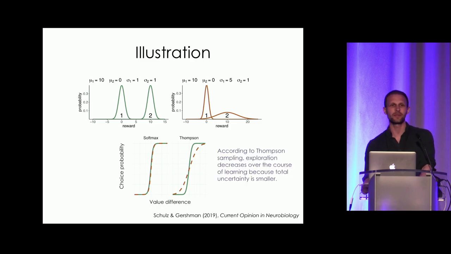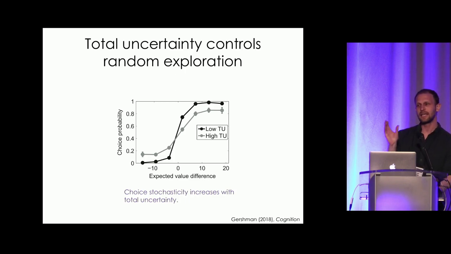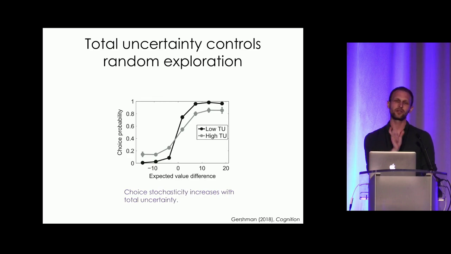And so this can start to explain why we see changes from the first half of trials to the second half of trials, because as you learn more about the options, your posterior uncertainty is getting smaller, so your total uncertainty is getting smaller, and hence your choice stochasticity should go down. We can look at this more directly by taking the Thompson sampling model, tracking the total uncertainty over time, and splitting trials based on high or low total uncertainty. Indeed, you see this difference where trials with high total uncertainty have a shallower choice probability function. Okay, so that's a form of uncertainty-based random exploration, in contrast to softmax, which is also a random exploration strategy, but does not use uncertainty to guide exploration.